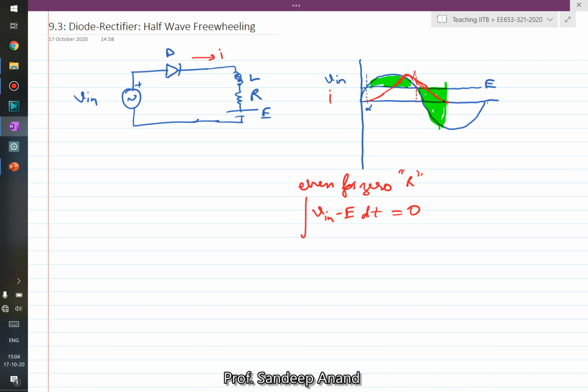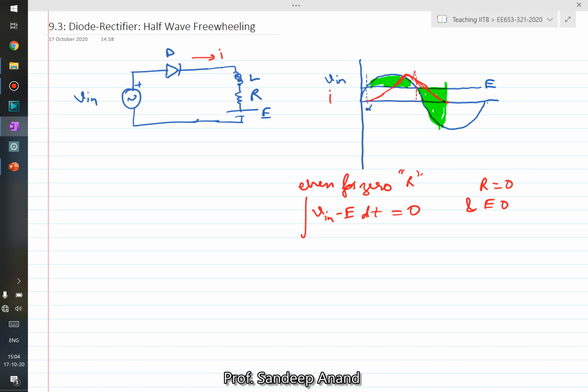Only in the limiting case where R is equal to 0 and E is equal to 0 would you operate the circuit in critical conduction mode, wherein the starting current would be equal to the ending current of this cycle. So the current will start from 0, touch 0 at the end of the cycle, and then again rise. As long as you have R and E non-equal to 0, which would be the case for an RLE load, this current would be discontinuous. So that is one point.